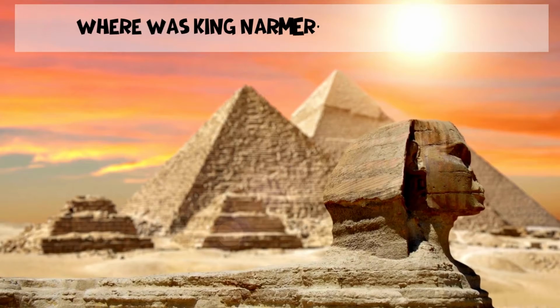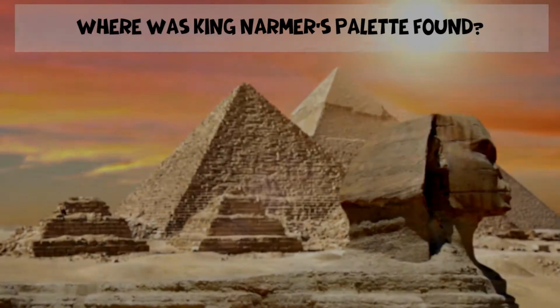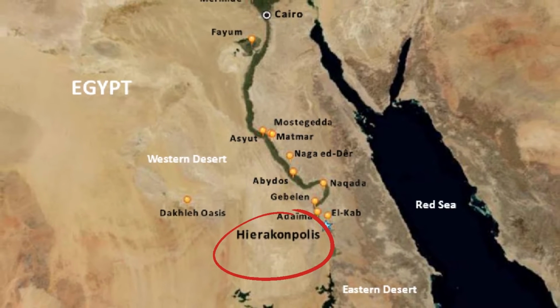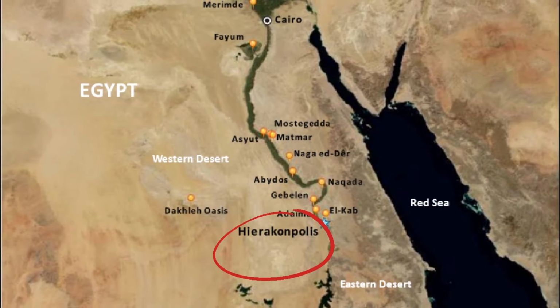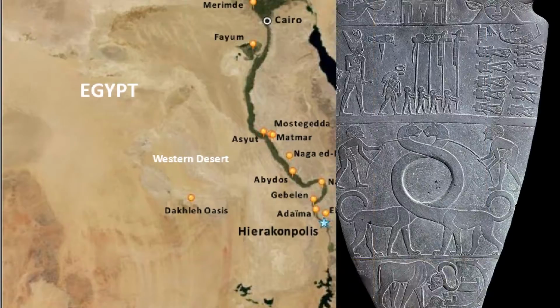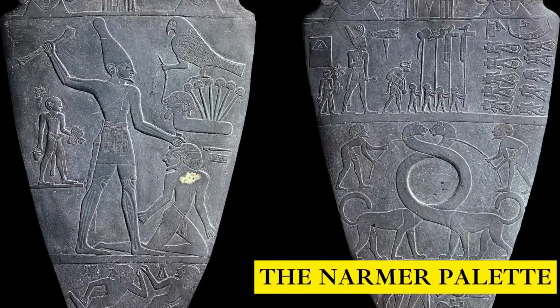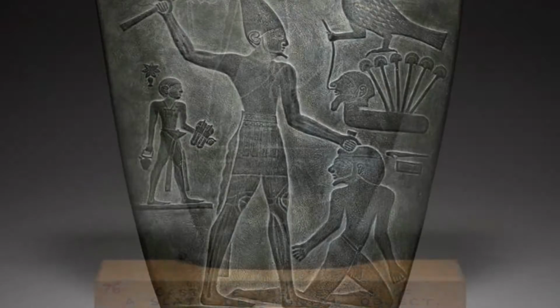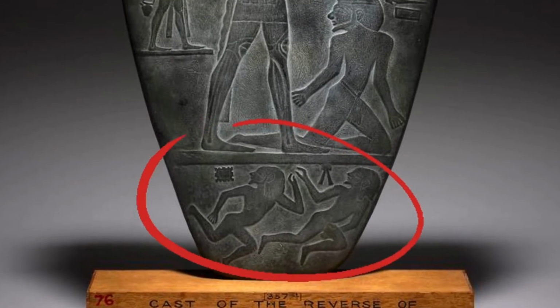Where was the King Narmer's palette found? In 1898 AD, a very important palette was found in the area of Hierakonpolis that provides evidence of the unification of Egypt. On one side of the panel known as the Narmer palette, King Narmer is shown hitting an enemy with a club, and on the other side, the enemies are fleeing.